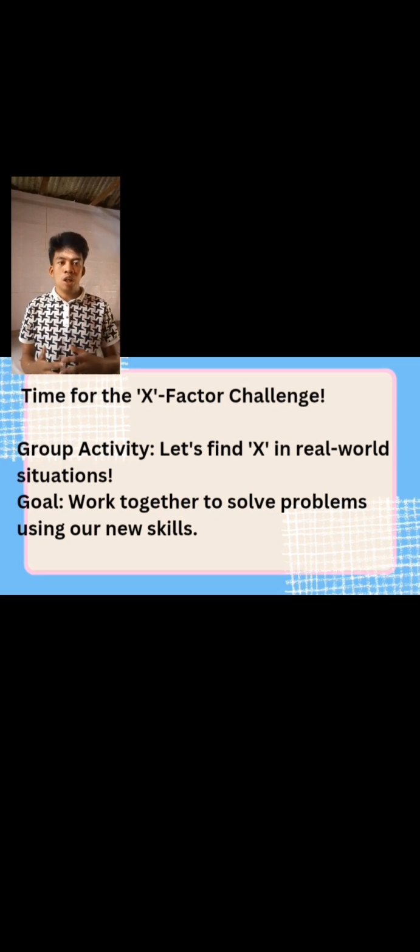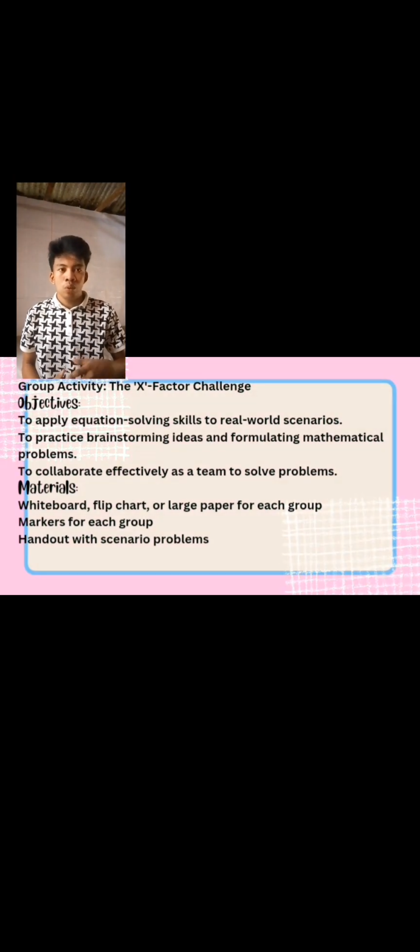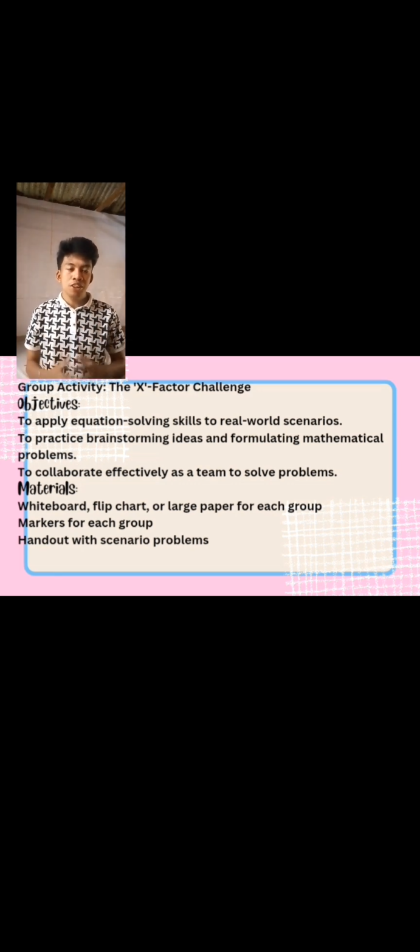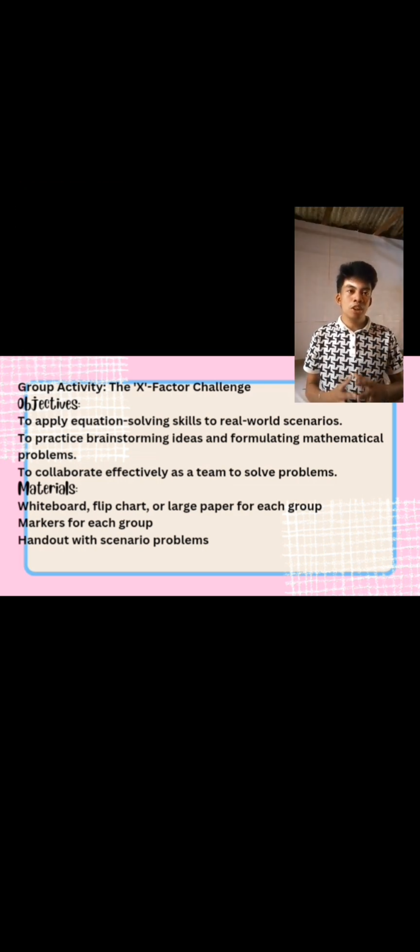Alright, it's time for our X Factor Challenge. We're going to put our brains together and solve some real-world mysteries where X is hiding. This is where we'll really use our brainstorming and collaboration skills. Okay, we have here a group activity, the X Factor Challenge. But before we proceed, let's familiarize ourselves with the objectives: to apply equation solving skills to real-world scenarios, to practice brainstorming ideas and formulating mathematical problems, and to collaborate effectively as a team to solve problems.